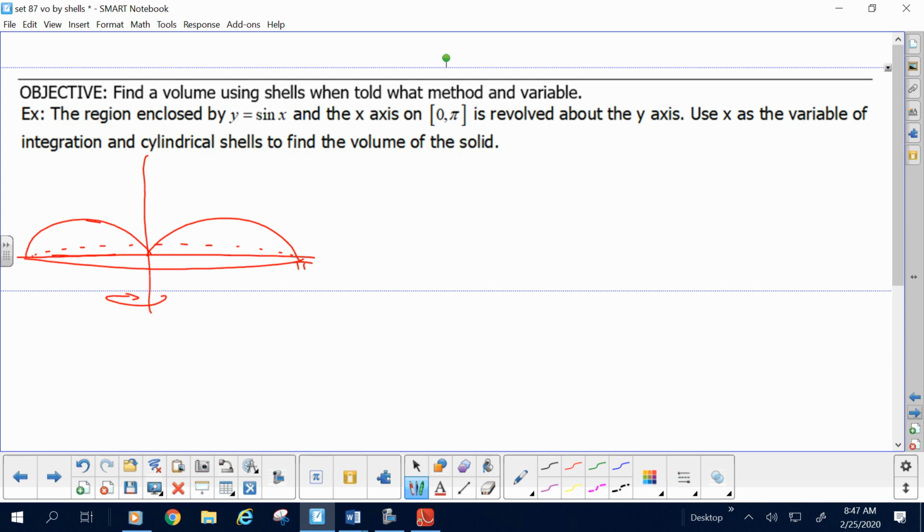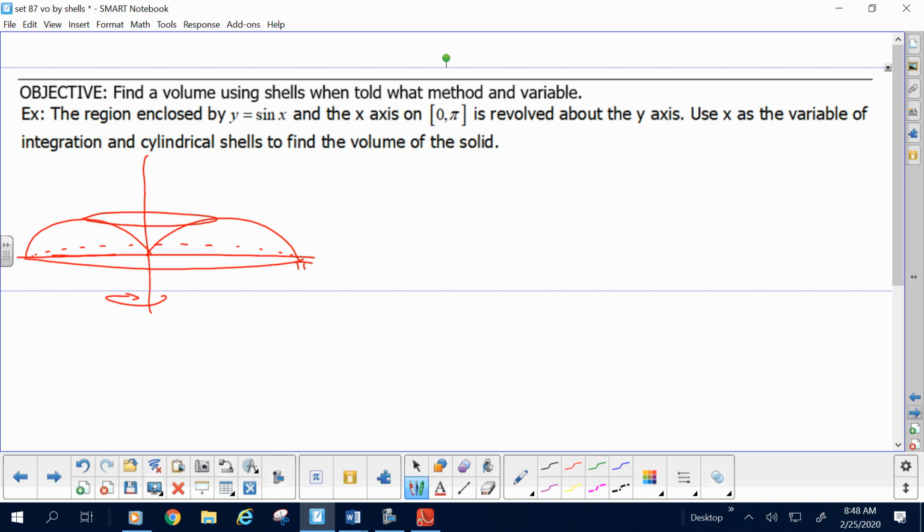And the top would also have a kind of empty hole, butt cake kind of thing, yeah? Should make a little butt cake kind of activity, am I right? Use x as the variable of integration and cylindrical shells to find the volume of the solid.